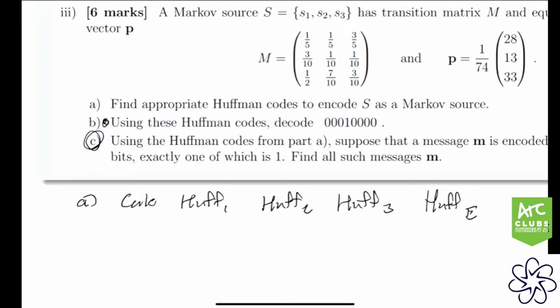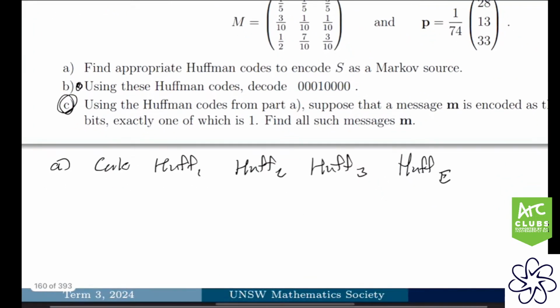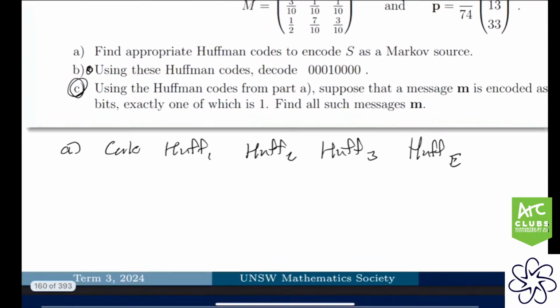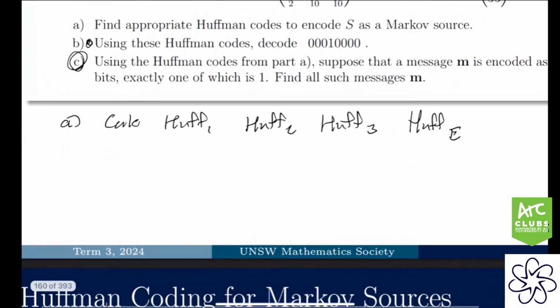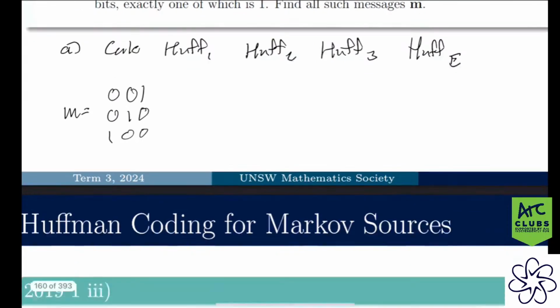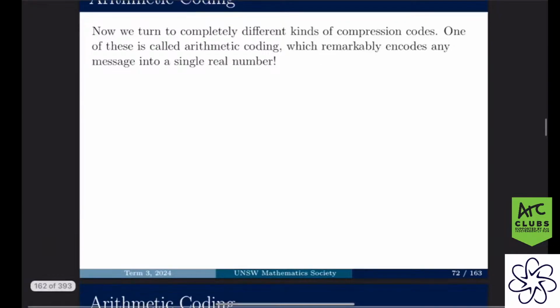And then with all of these codes that you have, part C is saying, using the Huffman code from part A, suppose that a message M is encoded as 3 bits and exactly one of which is 1. So let's just write out all the possible messages. You could have 001, 010, or 100, and you just have to decode these and find the possible messages. A lot of these won't be decodable, so yeah. Anyway, that's what that is.